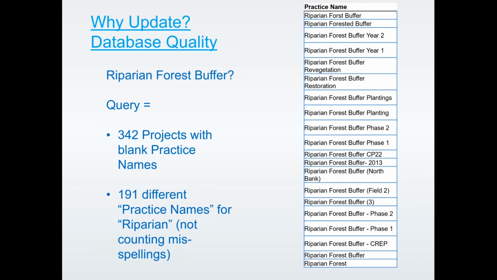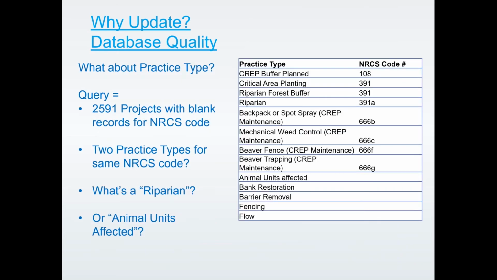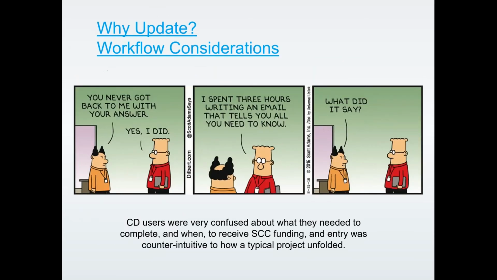In addition, we had a number of projects with blank practice names, and if I did includes RIP, you can imagine I got all the misspellings of riparian. So we had some data quality issues because of the free text entry. We had a field called practice type, which seemed to be more closely linked to an NRCS code number. I said, well, what about that one? So I queried that for riparian forest buffer, and I got a mess, quite frankly, and really weird units. And so we had some real data quality issues going on in addition to the technology.